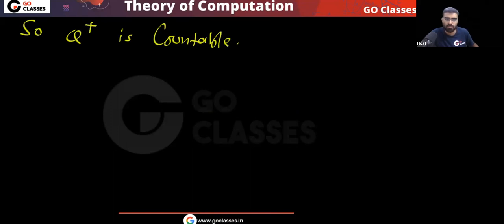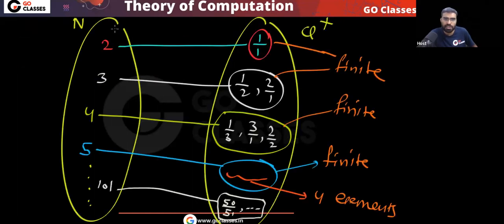Because you can easily notice what we have done. Please notice what we have done. To n belonging to natural numbers, where n is greater than or equal to 2, what have we assigned? And to 1, what did we assign? You can assign 5, no problem. Okay, just assign 5.